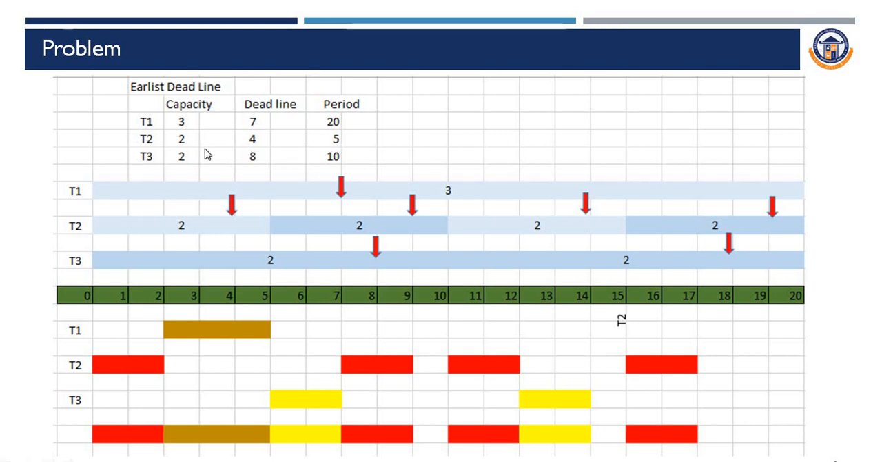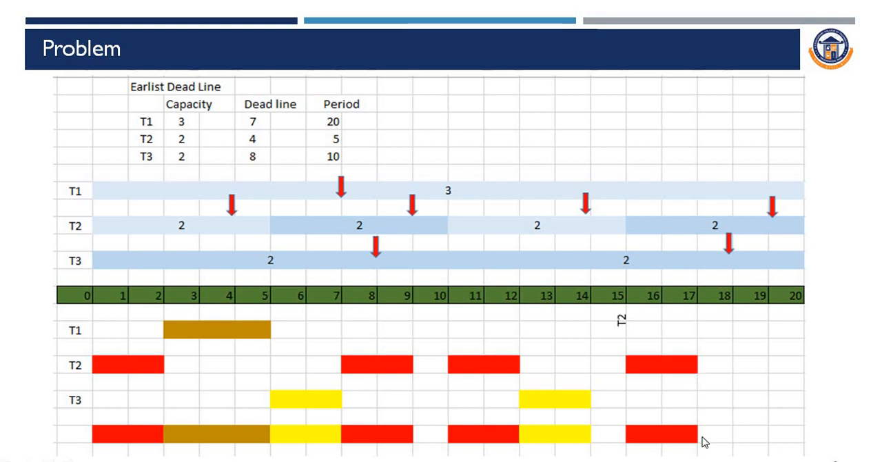So the priority will be assigned to T2. For every 5 units, it has to process 2 units, so after 10, it has to process 2 units. Next, the priority will be assigned to T3. Since it is after 10, T3 can also process 2 units. T1 and T3 are already processed. Only T2 has 2 units remaining from the period 15 to 20. So from 15, it has to process 2 units.